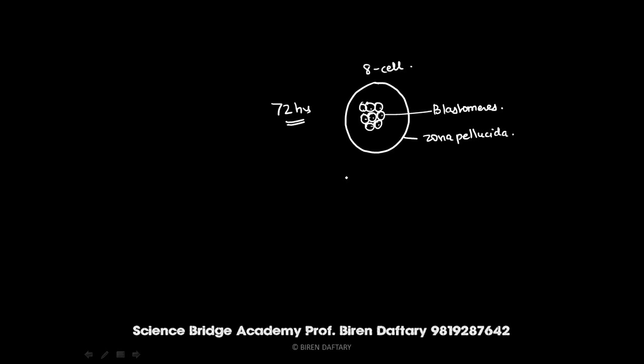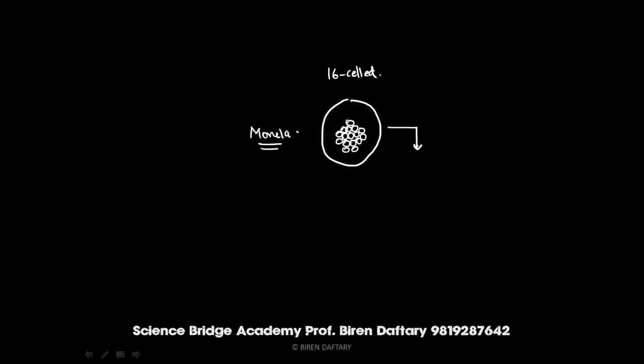Now these cells will keep on dividing, and the next division will give rise to a 16 cell stage. Again the zona pellucida is intact, so I'm going to draw 16 cells. So this 16 cell stage is called a morula. Do you get me? That is basically a morula.